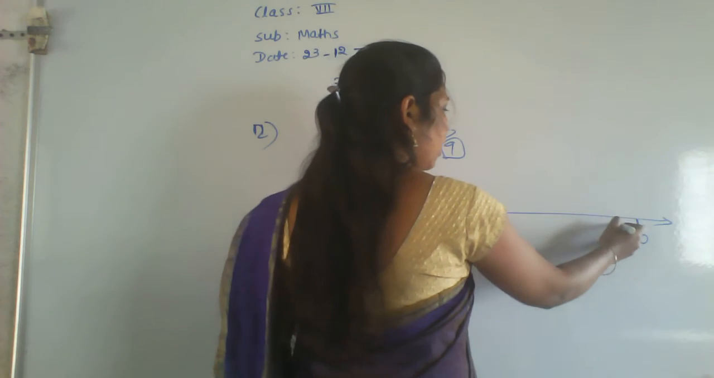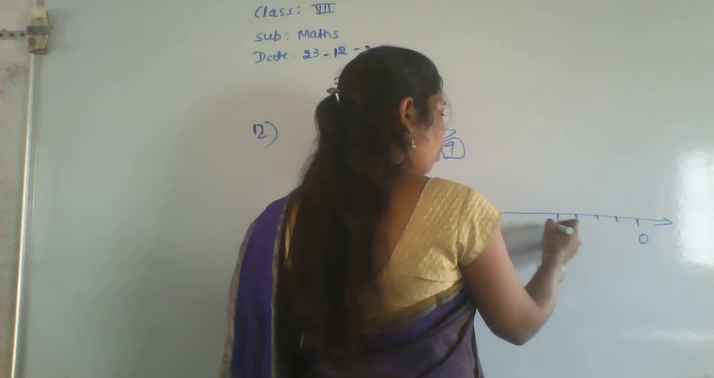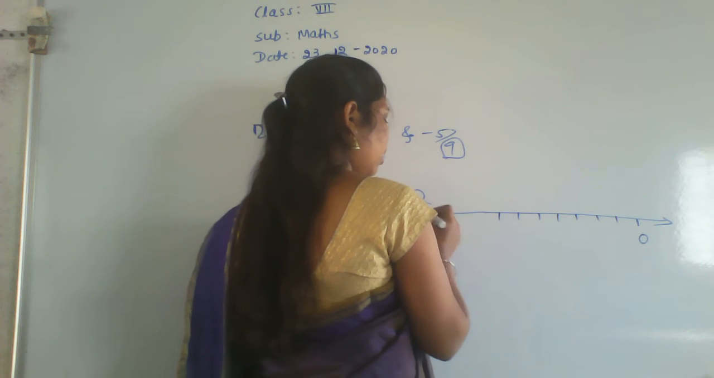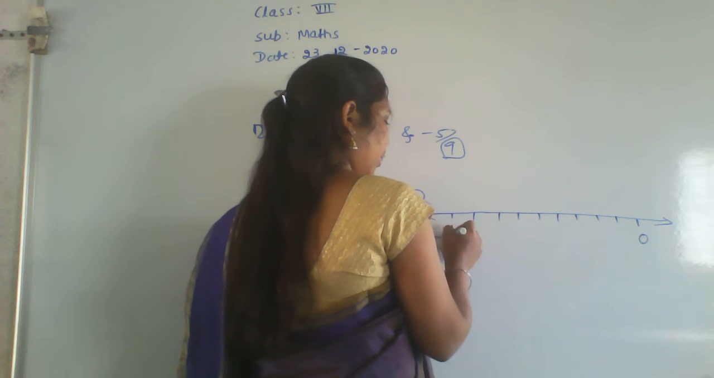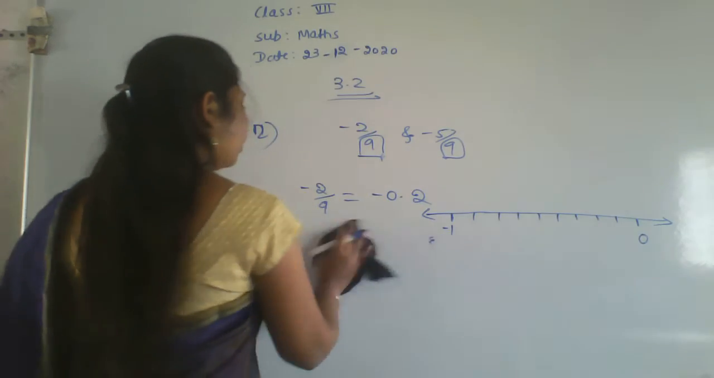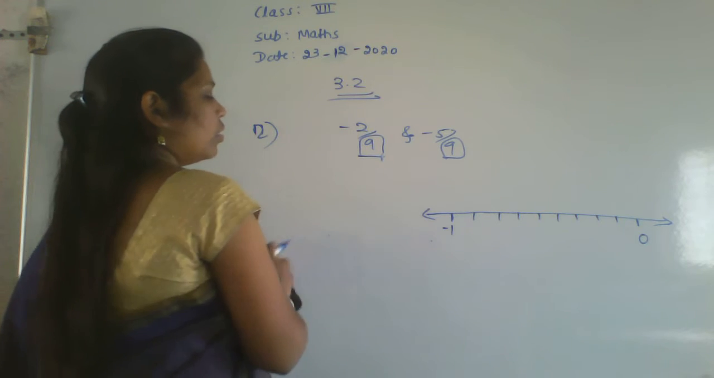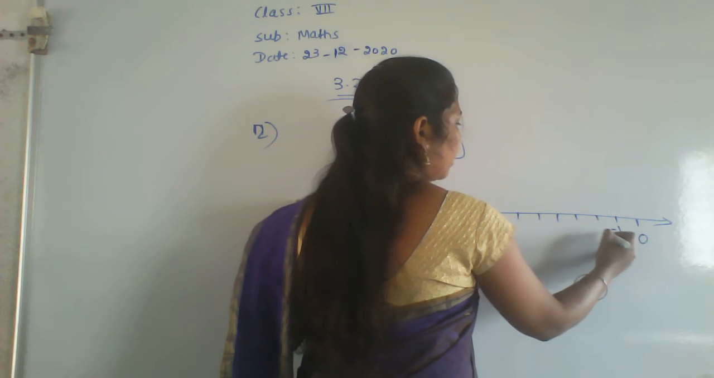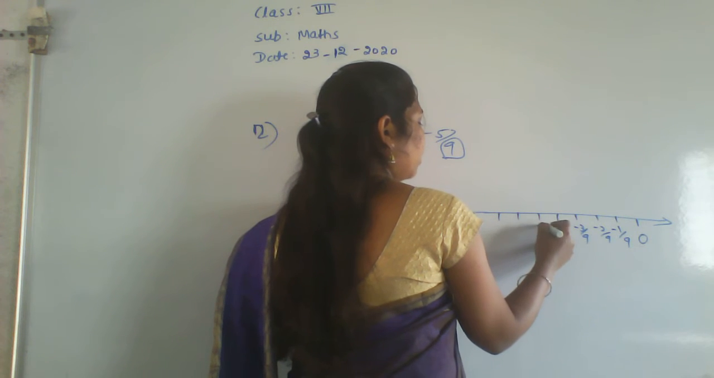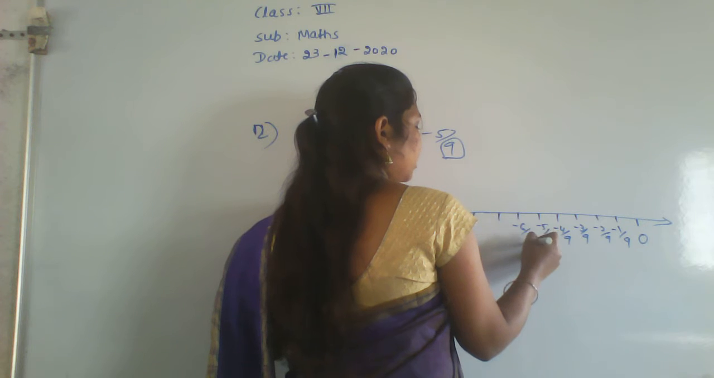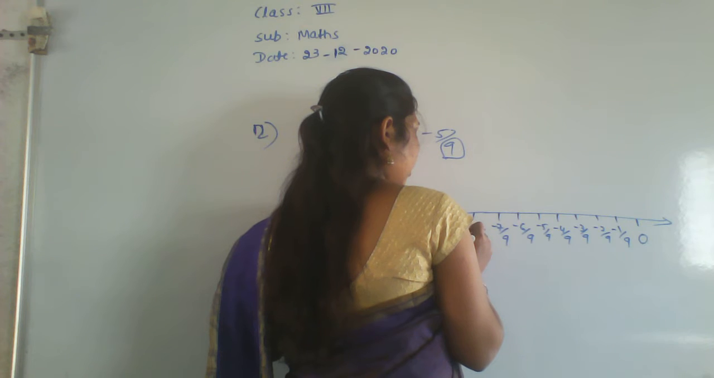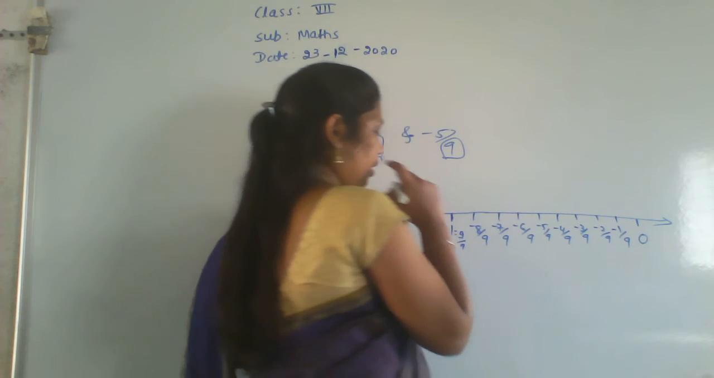Okay. It is 1, 2, 3, 4, 5, 6, 7, 8, this one 9. Okay. So minus 1 is considered as the 9th line. So now see here, this is minus 1 by 9, minus 2 by 9, minus 3 by 9, minus 4 by 9, minus 5 by 9, minus 6 by 9, minus 7 by 9, minus 8 by 9. This is minus 9 by 9. That is minus 1.